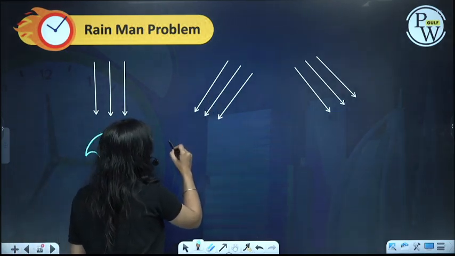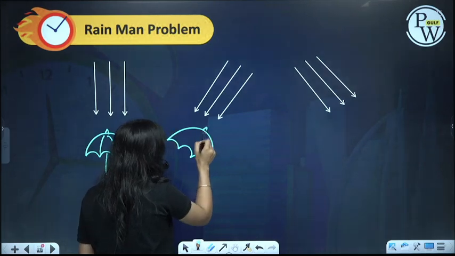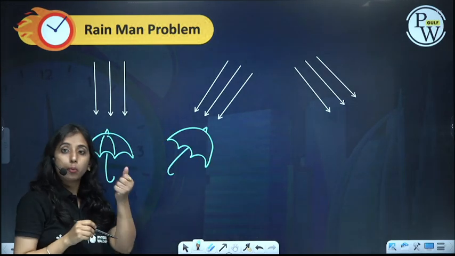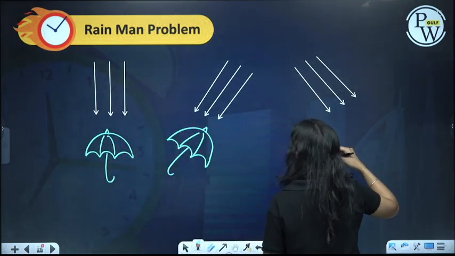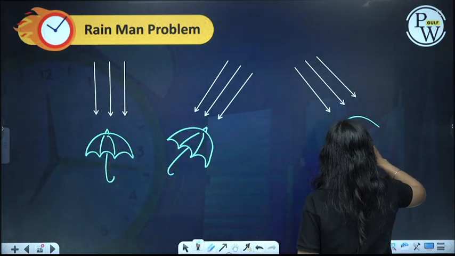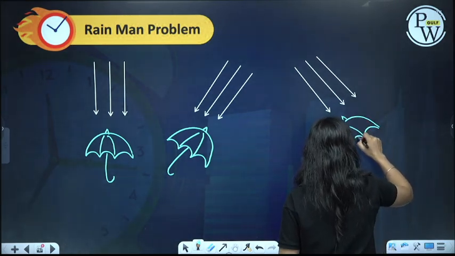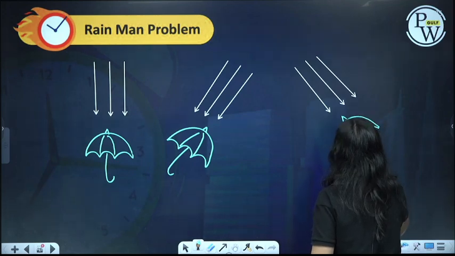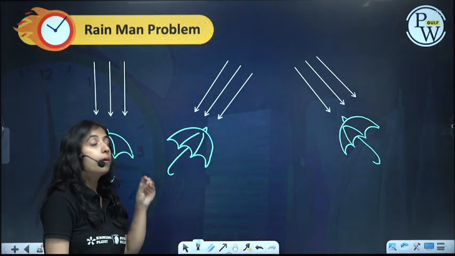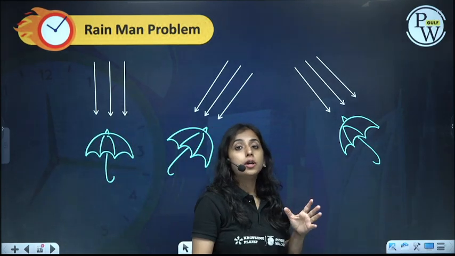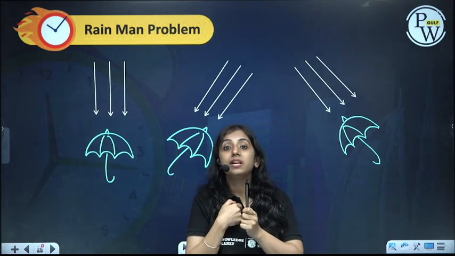When rain is coming at some angle like this, we will hold the umbrella like this to protect ourselves from the rain. Because rain is coming again at some angle theta, we will hold the umbrella like this. What are we observing in all the three cases? We are observing that we always hold the umbrella in the direction in which we see the rain.